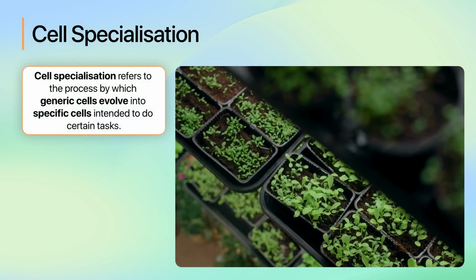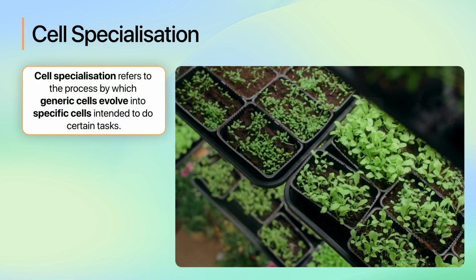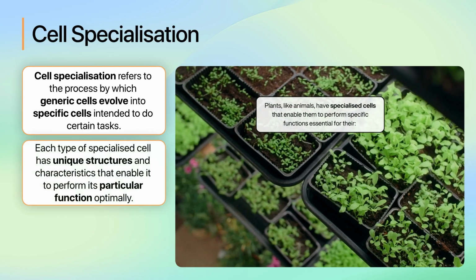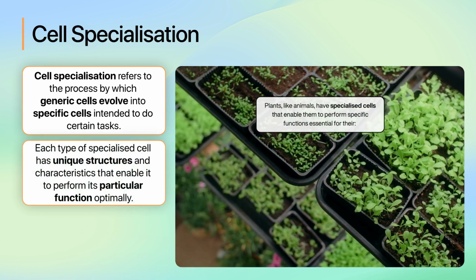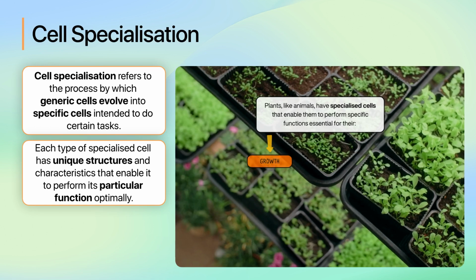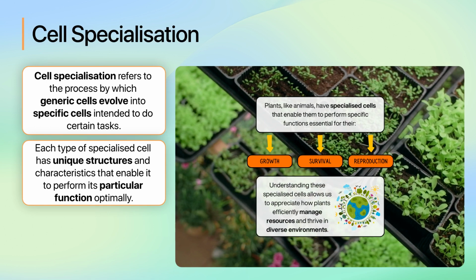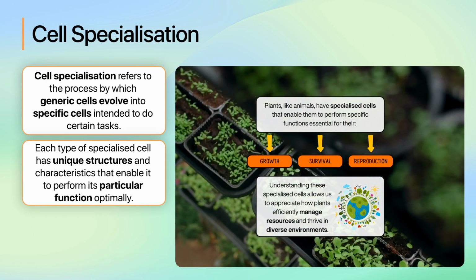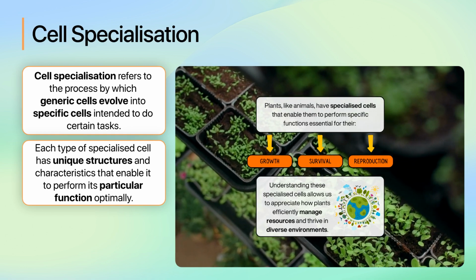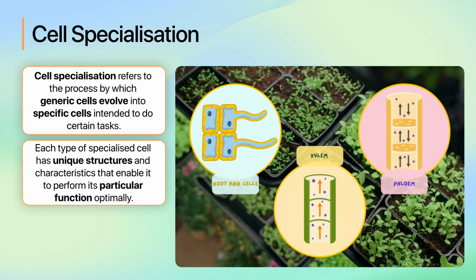First, let's recap what we mean by cell specialization. Cell specialization refers to the process by which generic cells evolve into specific cells intended to do certain tasks. Plants, like animals, have specialized cells with unique structures and characteristics that enable them to perform specific functions essential for their growth, survival, and reproduction. Understanding these specialized cells allows us to appreciate how plants efficiently manage resources and thrive in diverse environments. Let's look at three examples of specialized plant cells: root hair cells, xylem cells, and phloem cells.